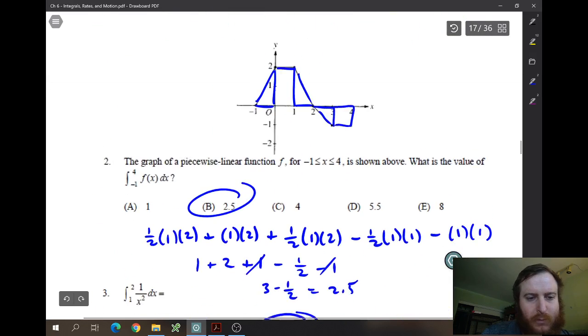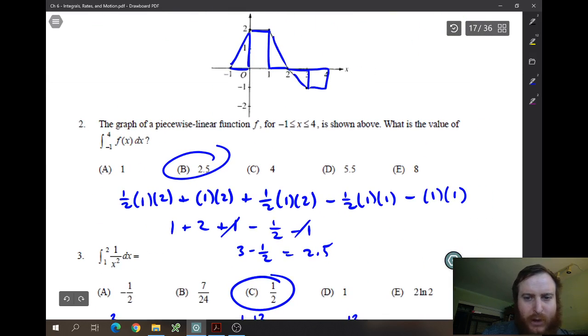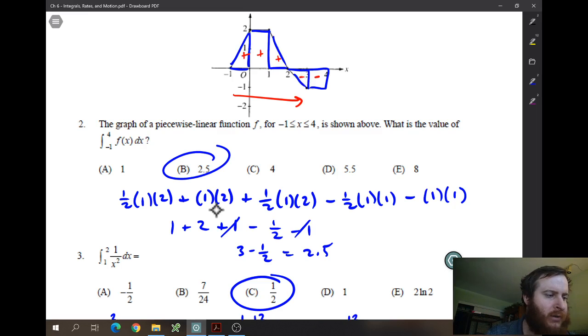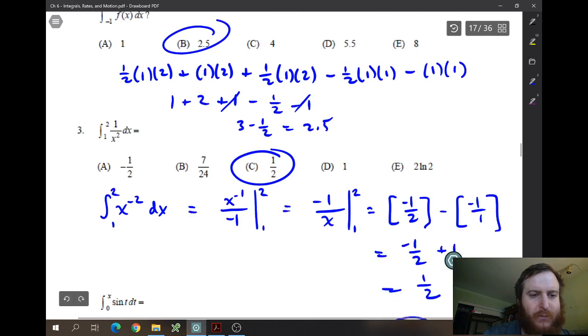Okay. Next up, we have the graph of a linear function, and we're asked for the value from -1 to 4 of f of x. So we're just finding the area under the curve. Nice and easy. We're starting off at -1, so everything's going to be normal. This is positive, positive, positive. Below the axis, negative and negative. Just add up the areas of the squares and the triangles.